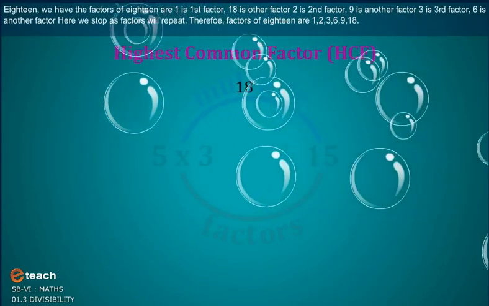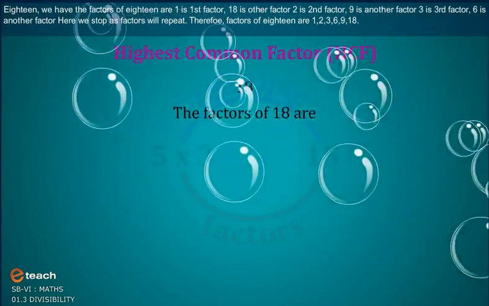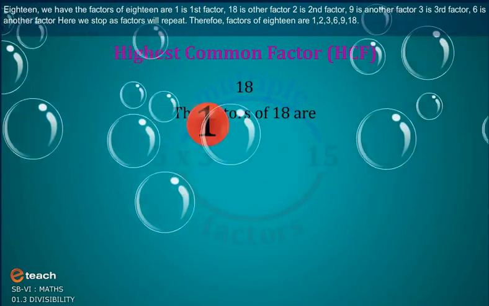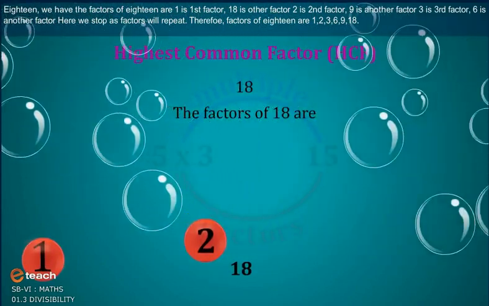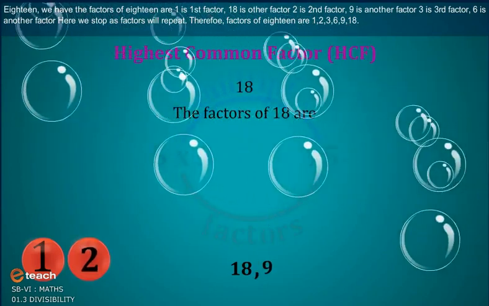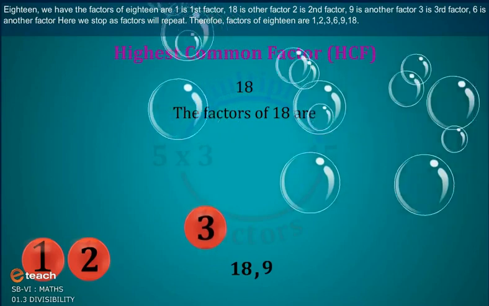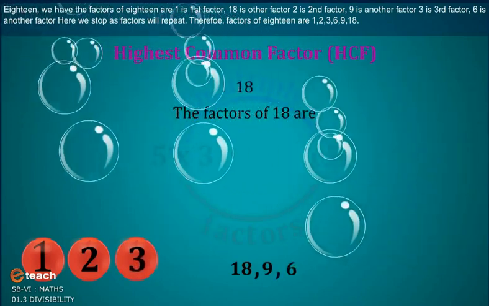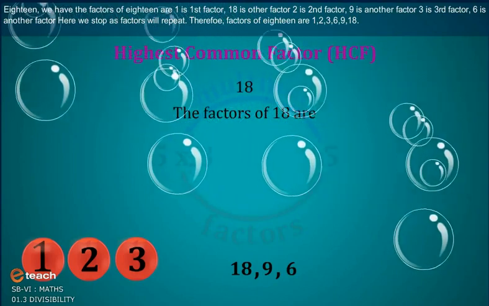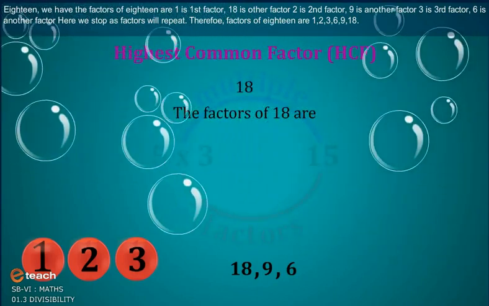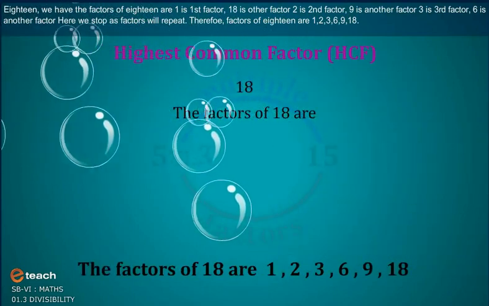Now 18. We have the factors of 18 and they are 1 is first factor and 18 is other factor. 2 is second factor, 9 is another factor. 3 is third factor and 6 is another factor. Here we should stop as factors will repeat. Therefore, factors of 18 are 1, 2, 3, 6, 9 and 18.